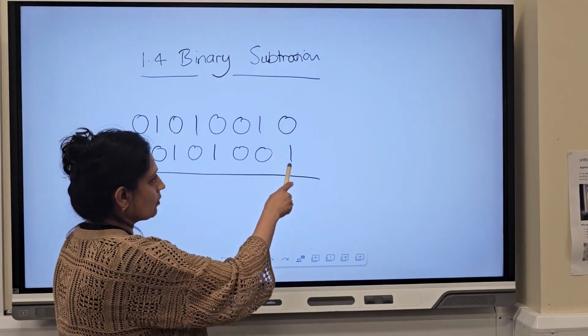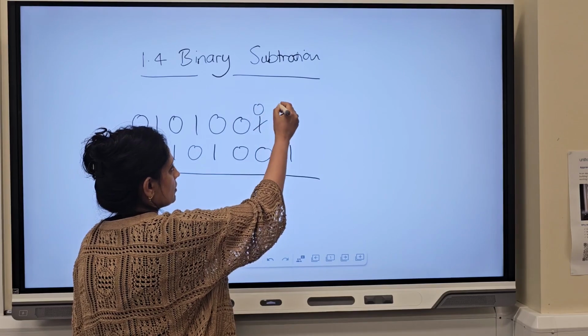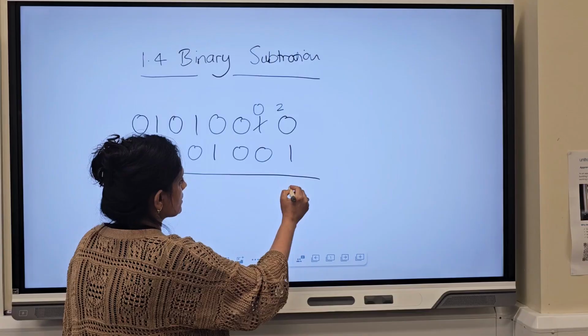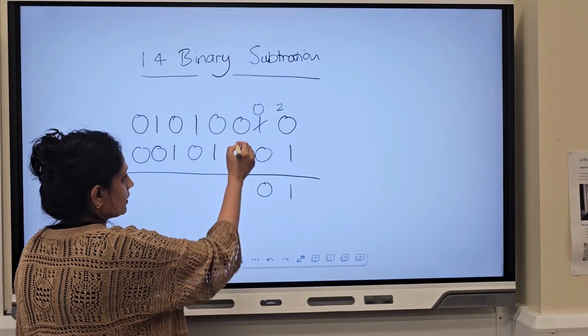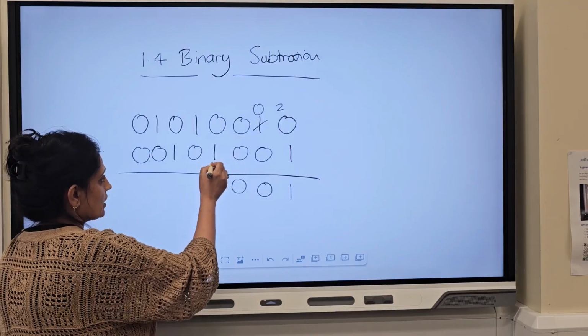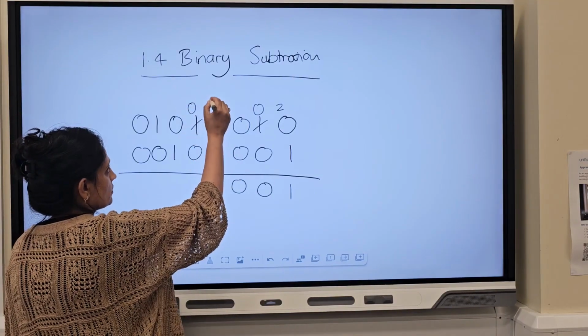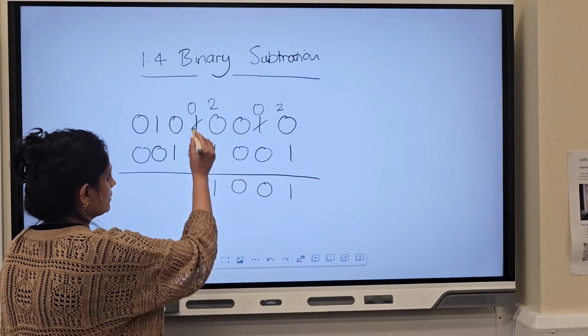Okay, 0 take away 1 obviously you can't do, so you borrow. The 1 becomes a 0, you bring the 2 over because it's base 2. 2 take away 1 is 1. 0 take away 0 is 0. Again 0. 0 take away 1, you can't do, so we borrow again. That becomes 0, base 2, so we bring the 2 over. 2 take away 1 is 1.